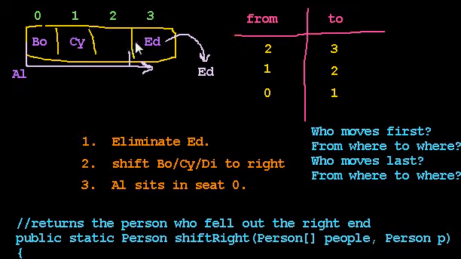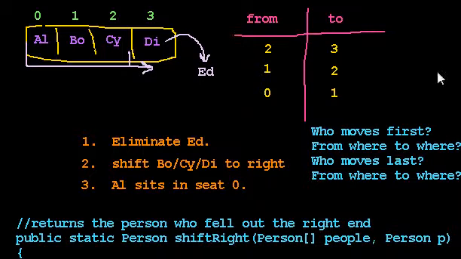So let's see. Ed is gone. Di, who was in seat 2, moves to seat 3. That's the first thing. And Cy, who is in seat 1, moves to seat 2. That was the second move from 1 to 2. And then we move Bo from seat 0 to 1. Bo moves from seat 0 to 1. And then Al can sit down in seat 0. And we can return Ed, because our shift right method was going to return the name of the person who fell out of the chair at the beginning, at the right end of the row.